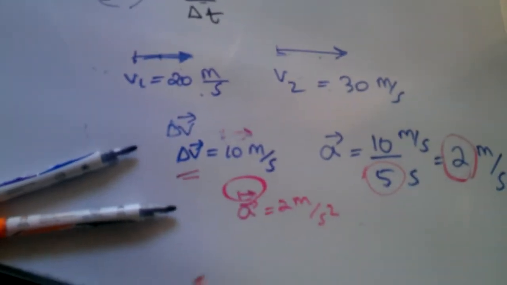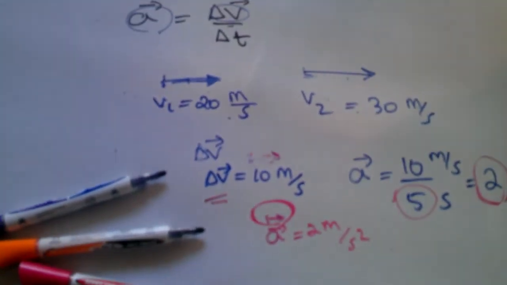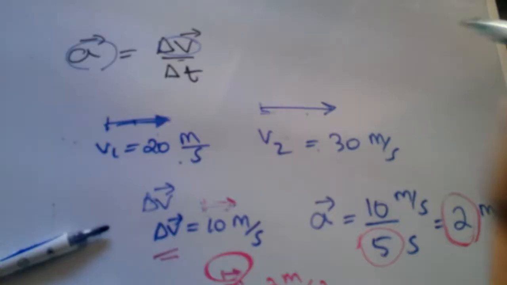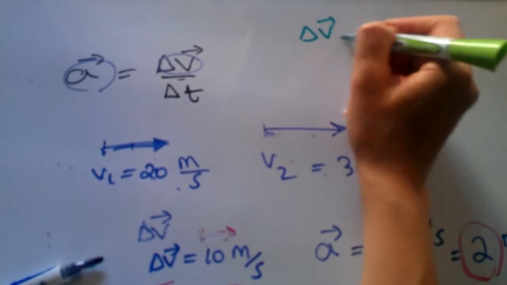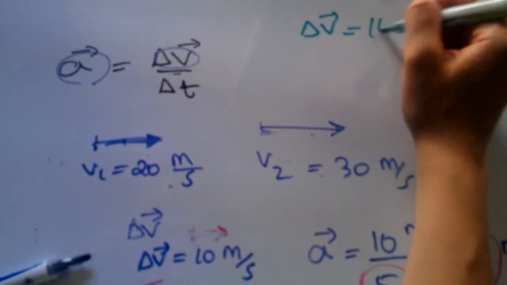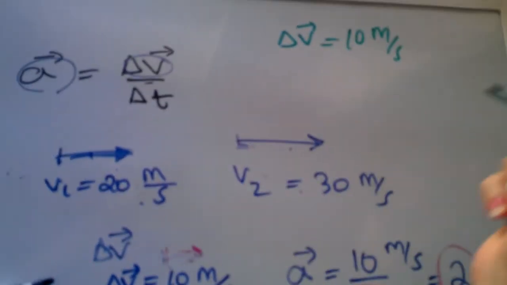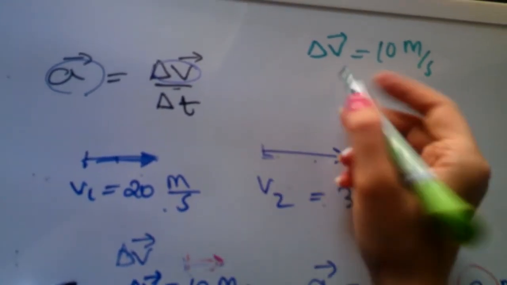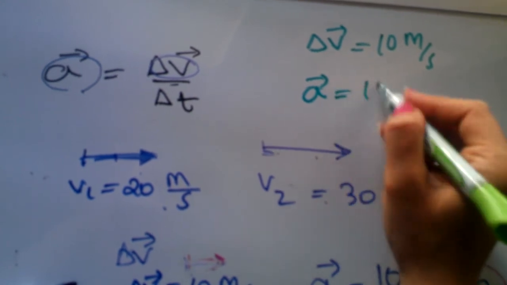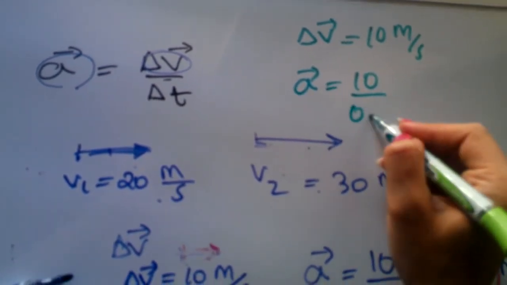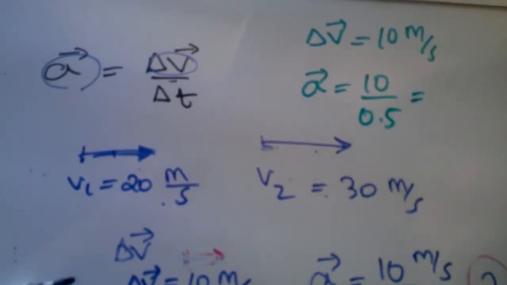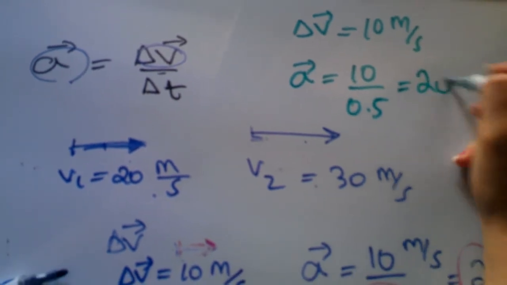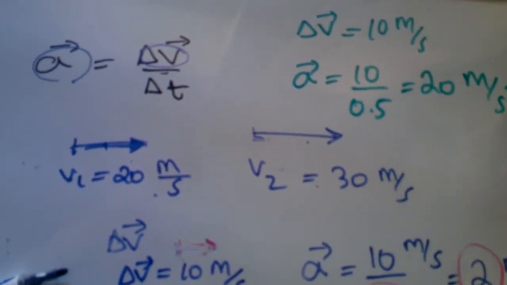Now, suppose this change in velocity happens in a different time. The same change in velocity, like 10 meters per second, happens in half a second. So acceleration would be 10 over half a second, which gives you what? Which gives you 20 meters per second squared.